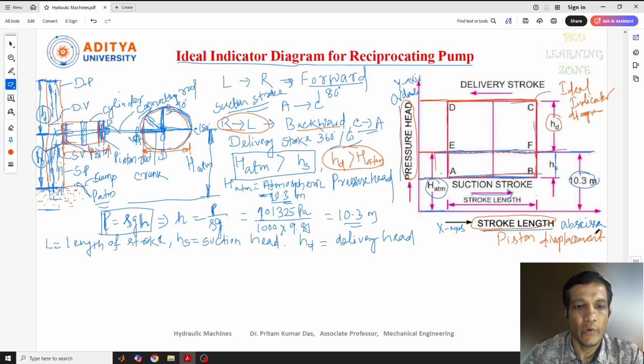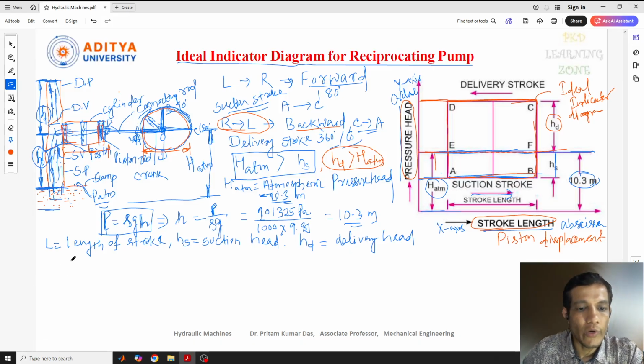Now we'll find out the actual work done, how much is happening here. If you have seen the previous video, there we directly got the work done by the pump per second. So I'll write the formula directly. If you want to know how we got the formula, you can see our previous lecture.